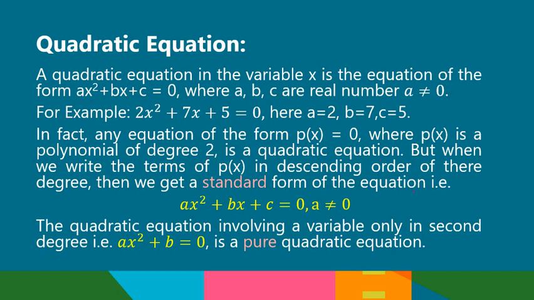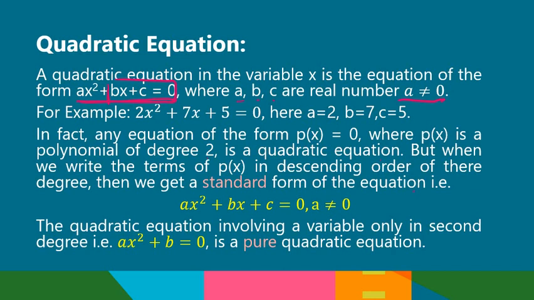A quadratic equation in variable x is an equation of the form ax² + bx + c = 0, where a, b, c are real numbers and a is not equal to 0. Because if a becomes 0, then our quadratic equation becomes a linear equation. So it is very compulsory that a should not be equal to 0.